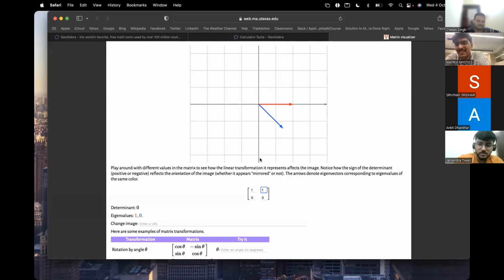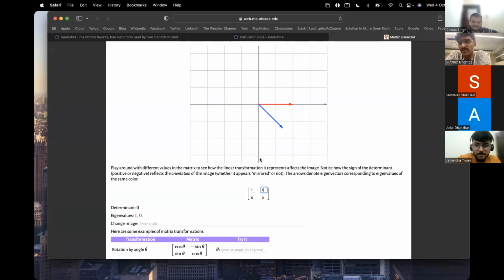I'll ask you a question. Where is (2, 0) mapped to? Where is (0, 2) mapped to? One is on the x-axis, one is on the y-axis. Where are they mapped to in the output of (1, 0, 1, 0)? If I input (2, 0) to the matrix (1, 0, 1, 0), which is given on the screen, where does it go to?